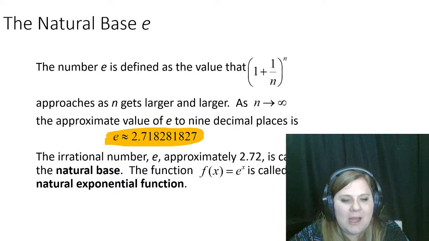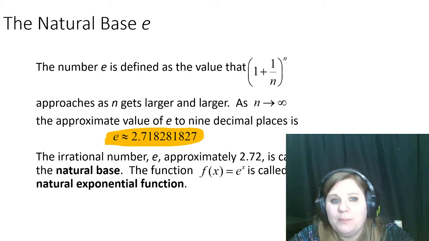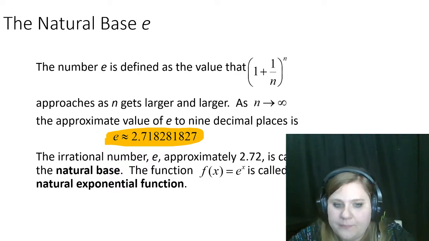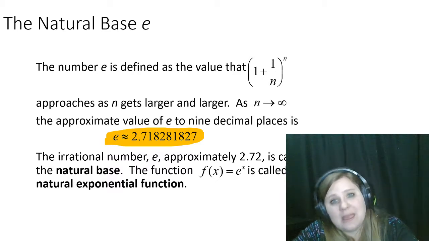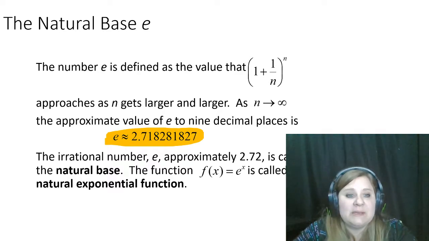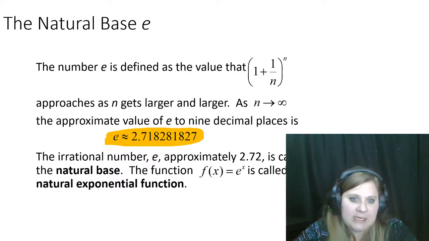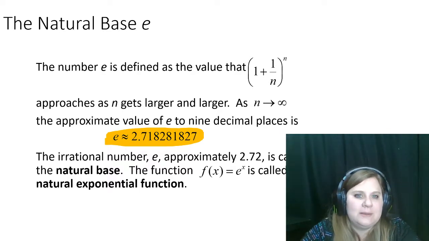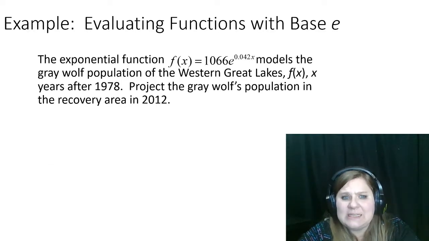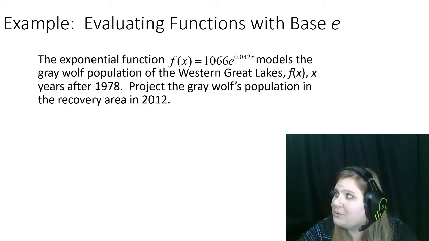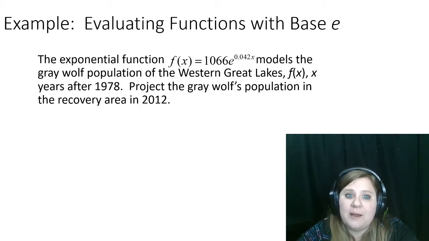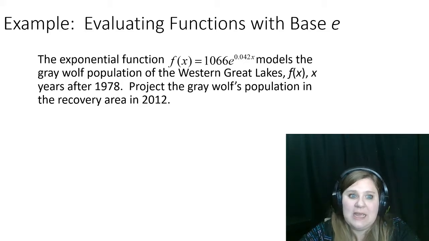All right. Now, it's called the natural base or the natural number. And if we have e to the x, then we can call that the natural exponential function. And that's because this happens naturally in nature a lot. That's one of the reasons why we call it that. Now, let's say that I have this exponential function, f of x equals 1066 e to the 0.042x, and it models the gray wolf population of the Western Great Lakes, x years after 1978.